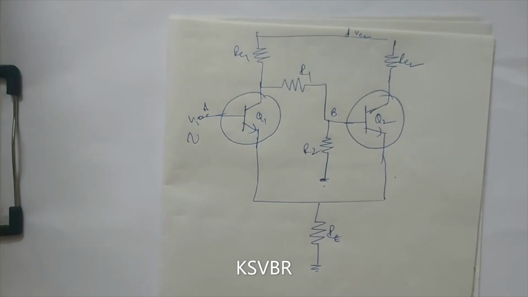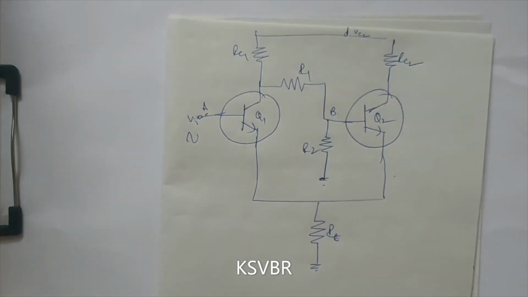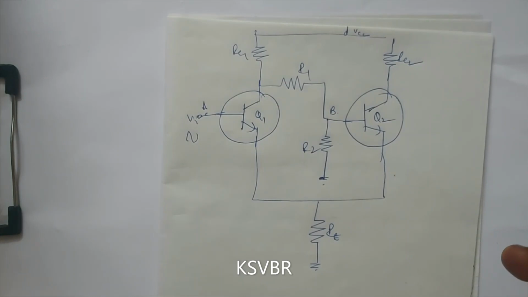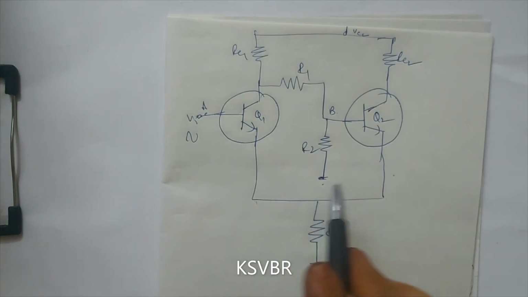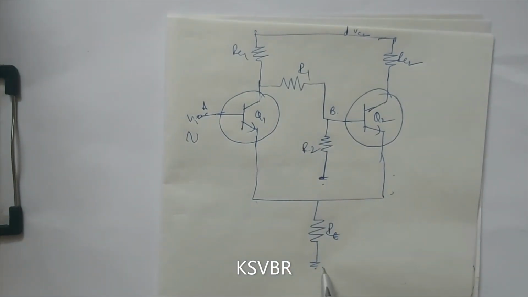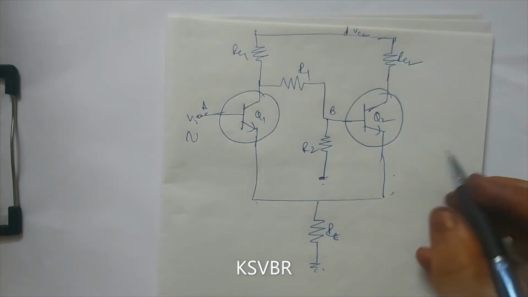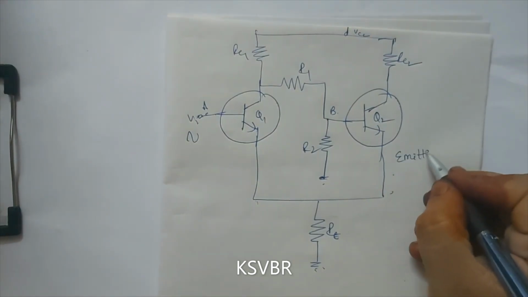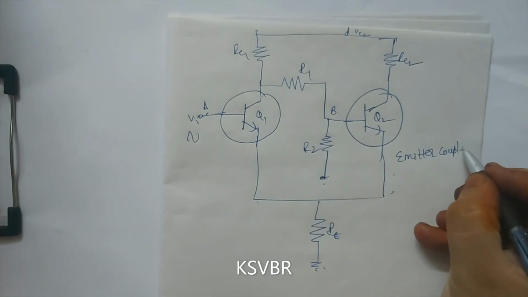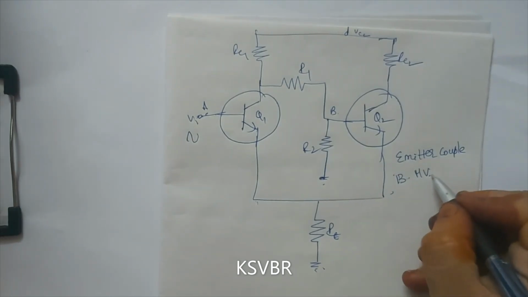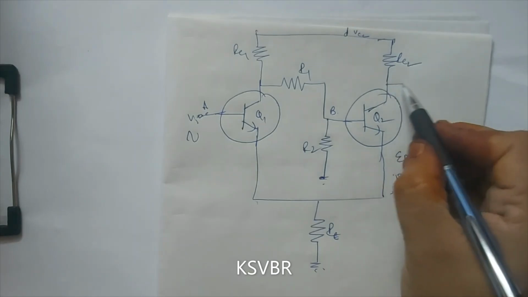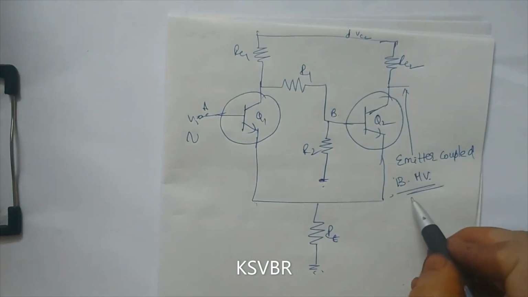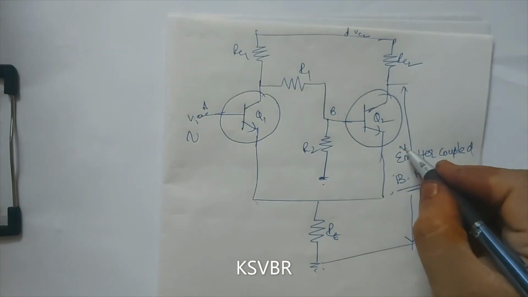This is the circuit diagram of Schmitt trigger, and here if you see the connection, both emitters are tied up with a resistor RE and this is grounded. So emitter coupled bistable multivibrator is called as Schmitt trigger. The Schmitt trigger is nothing but an emitter coupled bistable multivibrator, and the output that we will collect is at this point till ground. So this is V0.